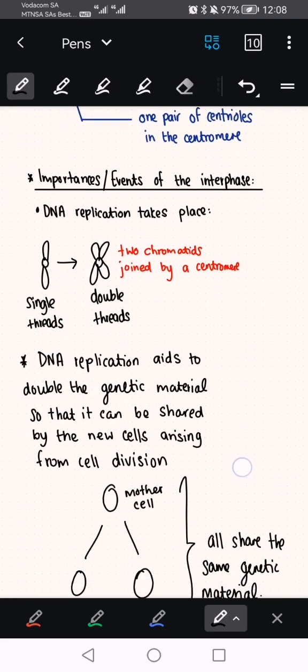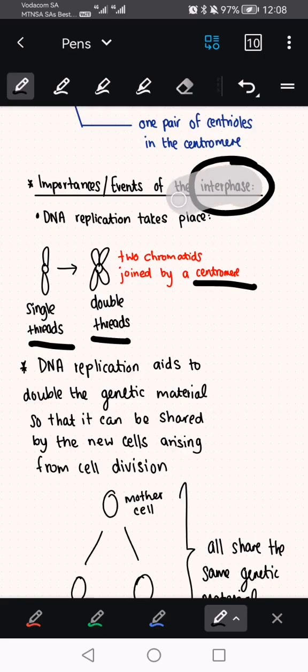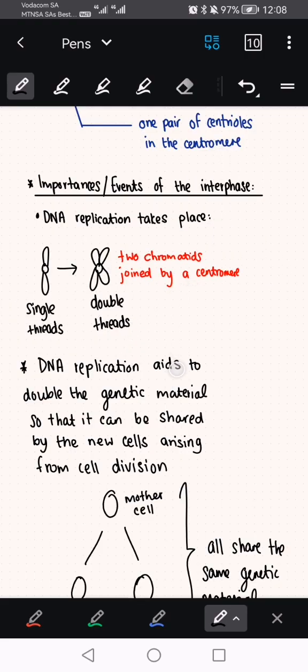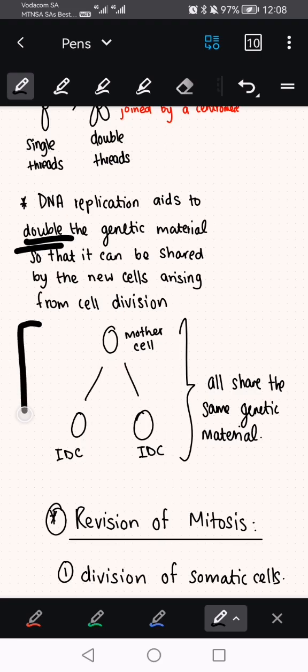Now, there are important events that take place in the interphase, one of them we just mentioned: DNA replication takes place. DNA replication is the process by which we go from a single strand to a double strand. And this double strand is always joined by what is known as a centromere. That is DNA replication, and DNA replication aids in doubling the genetic material so that it can be shared by new cells arising from cell division.